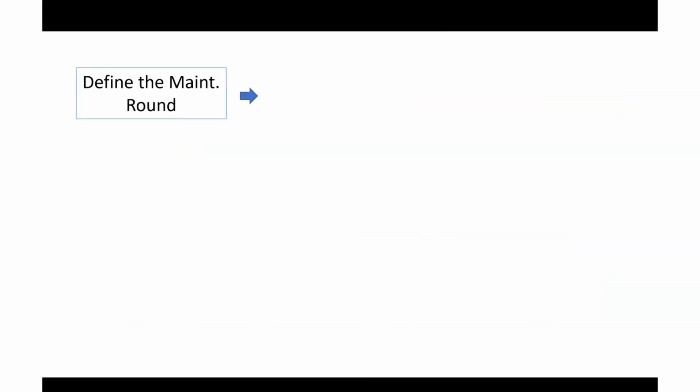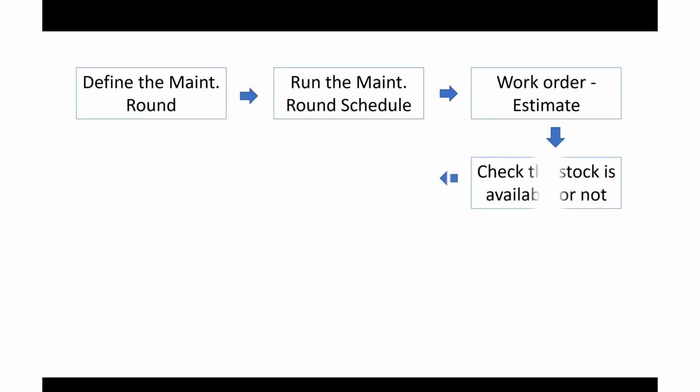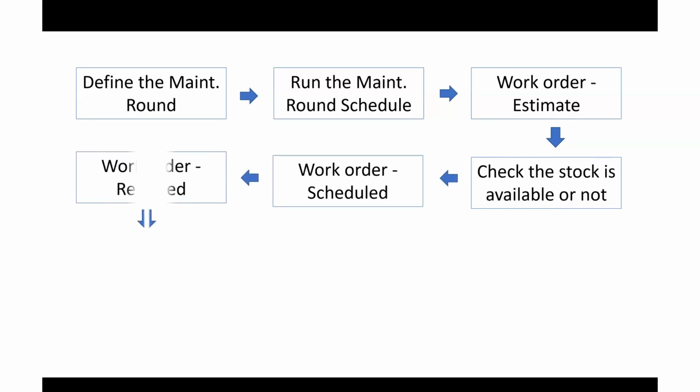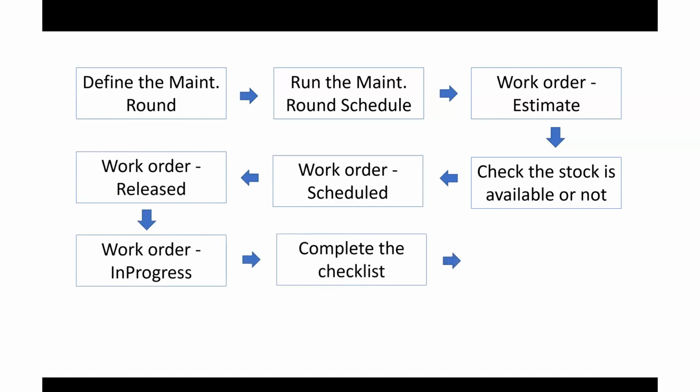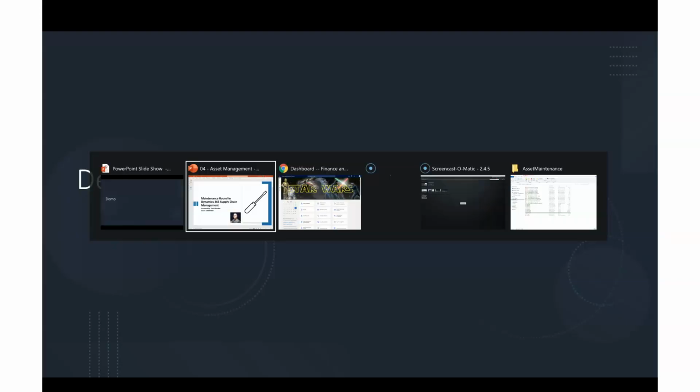So what I'm going to do is show you how to define a maintenance round in the system, then run the maintenance round schedule, then the work order estimate. From there we're going to convert to a work order, and then check the stock, schedules, release, progress, checklist completion, register the consumptions, and finish the work order. In this demo we're not going to do any consumption except the hours. We'll have a checklist, and we're going to see how it can be done in the system. Let's go to the demo in the system.